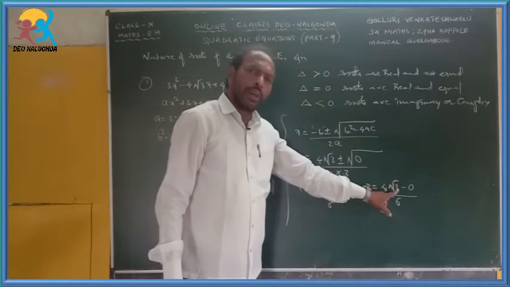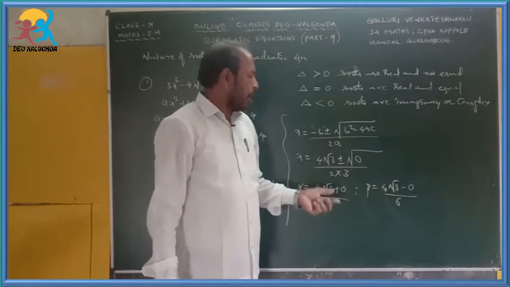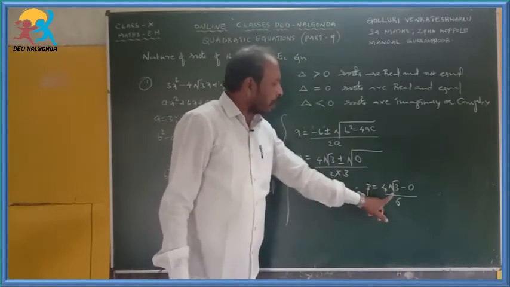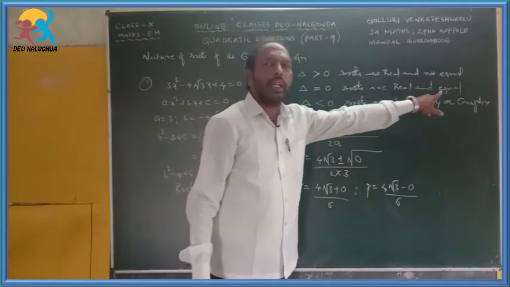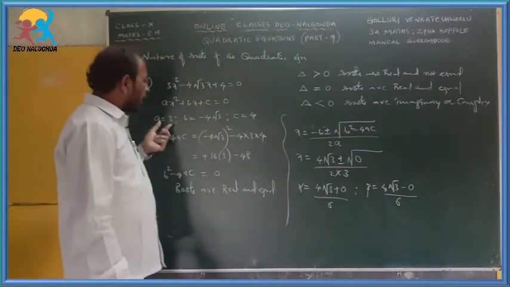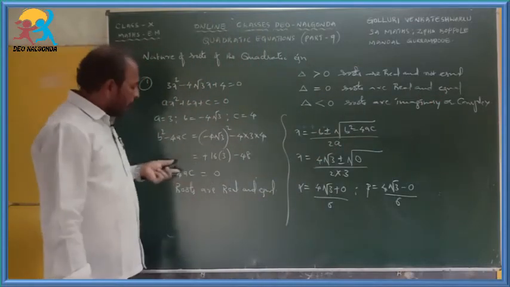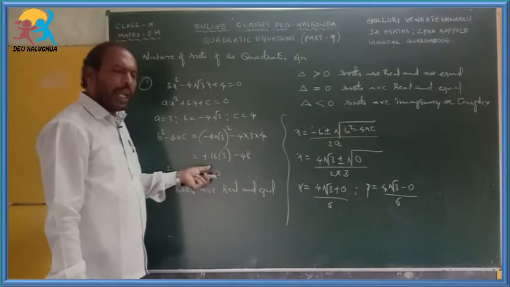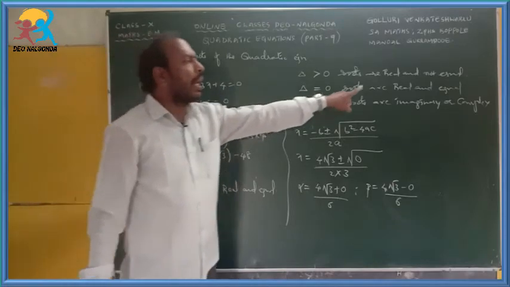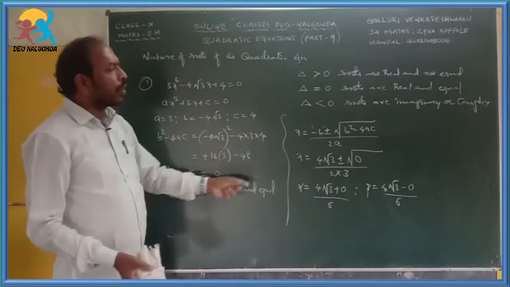Root lopala negative values levu. Kabatti avi real roots. Both are real and equal. Whenever the discriminant value is equal to 0, those roots are real and equal. Endukante nana idi 0 undi.